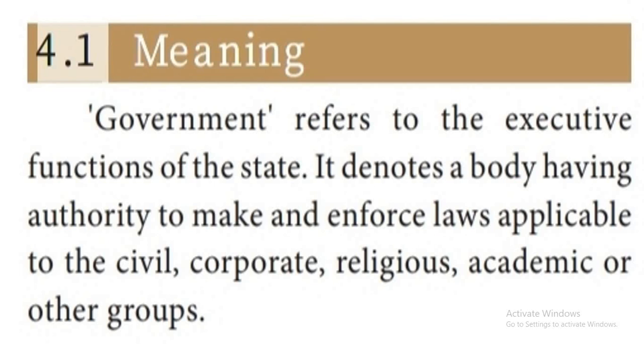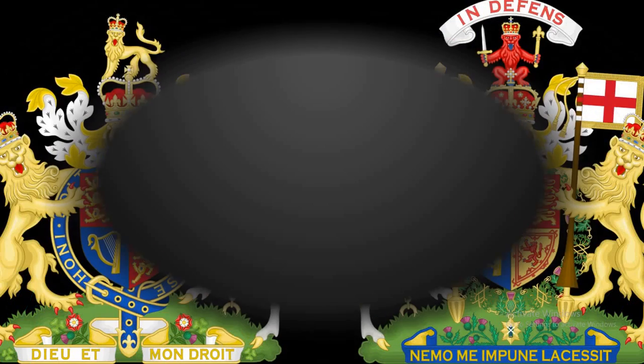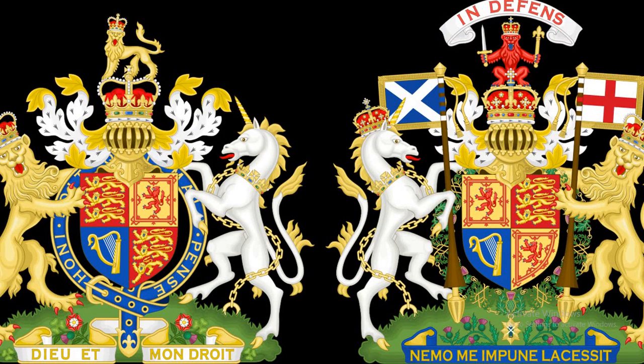Which is the first form of government? Yes, it's monarchy. So what does monarchy mean? It's the rule of a king or queen. The British monarchy is also known as constitutional monarchy because they were the ones to introduce it to the world. This means the sovereign is the head of state, and the ability to make and pass legislation, legislation meaning to prepare laws, resides with an elected parliament. This is the symbol of British government with the crown.